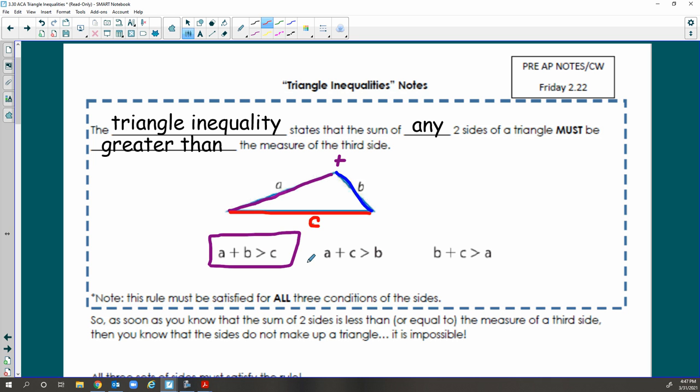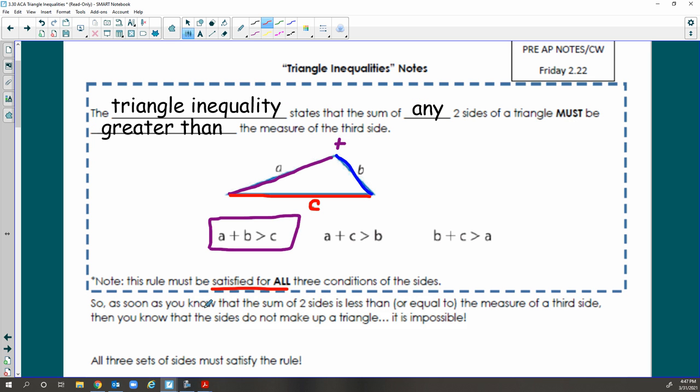Okay. I do have to make sure it's satisfied for all three, and that's in a very special case, and I'll show you that in a little bit. As soon as you know that the sum of two sides is less than or equal to the measure of the third side, you know that the sides will not make up a triangle. It would be impossible.